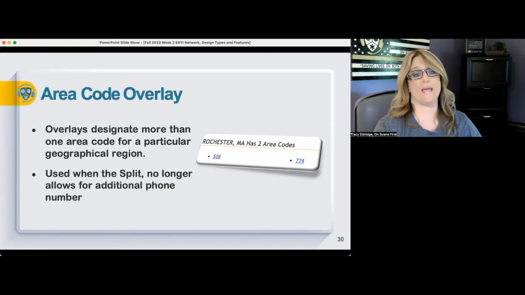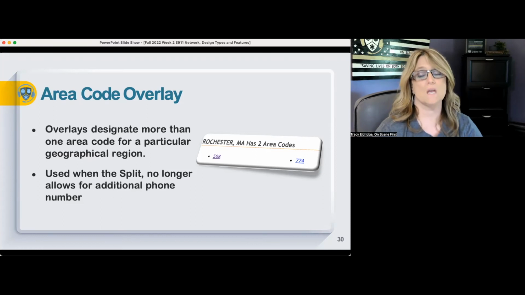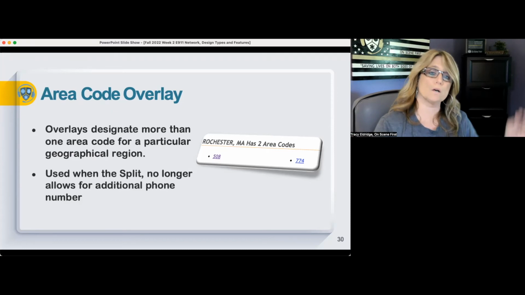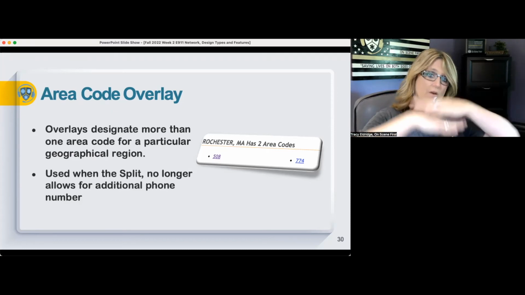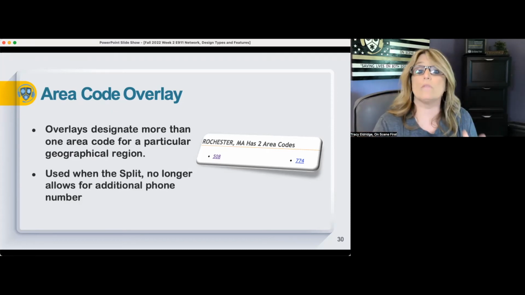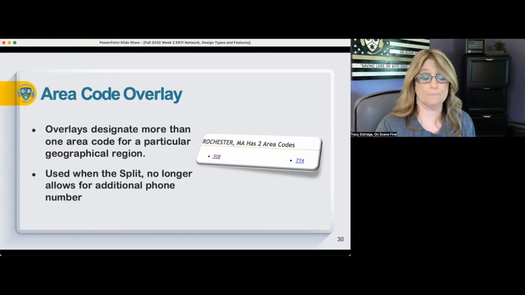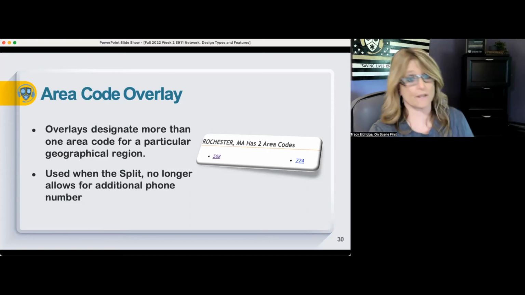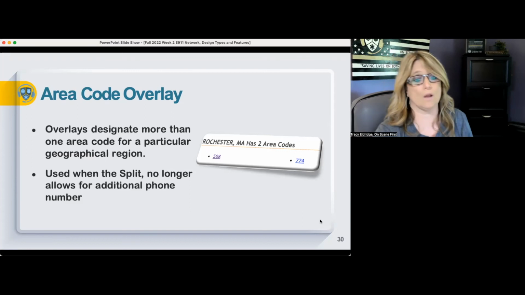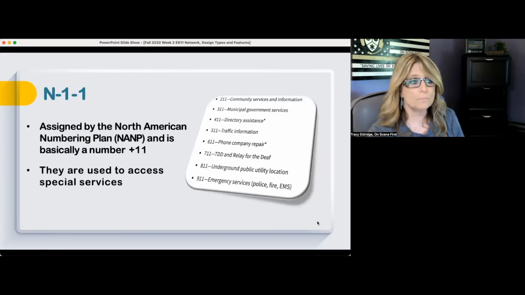The overlay is going to go right on top of it, which means there's more numbers that could be in that geographic area, but it's going to be served by more than one area code. So the split, one area code. The overlay, more than one area code for that jurisdiction.